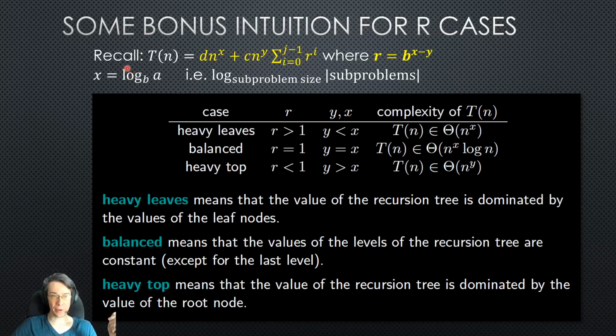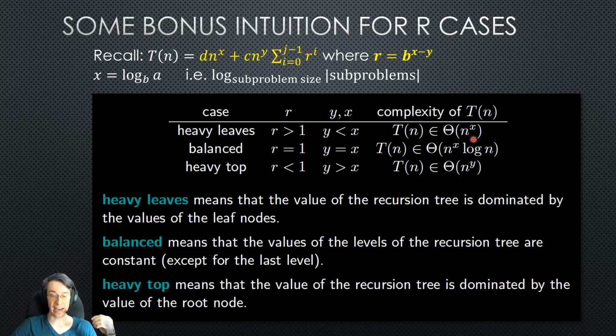So before I give you the formula, which you could all probably write down at this point since we've seen the three cases, I want to give you this slide that gives you a little bit of extra intuition for what those three different R cases represent in terms of the problem, or in terms of the recursion tree. So if R is greater than 1, intuitively this means that we have heavy leaves, that the values of the leaf nodes end up dominating the overall value of the sum of all the complexities in the entire recursion tree.